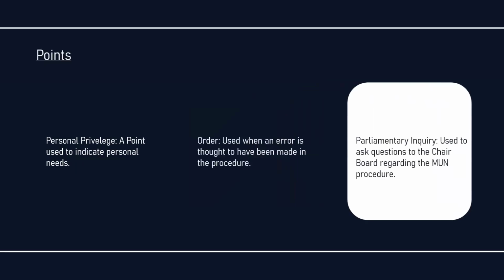Point of parliamentary inquiry is used to ask questions to the chair board regarding the MUN procedure. So first timers of MUN usually use this because they don't know the procedure. It is basically asking the chair board what we are doing right now. And I mistakenly haven't added here, but there is another point, which is the most important one. It is point of information. When a delegate in GSL opens themselves for questions, you can say point of information and ask questions to them.